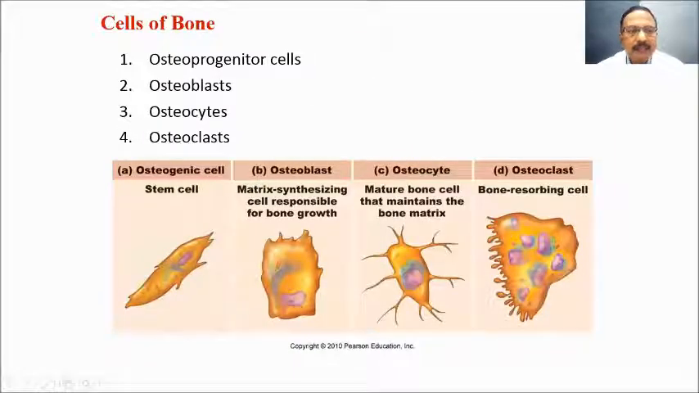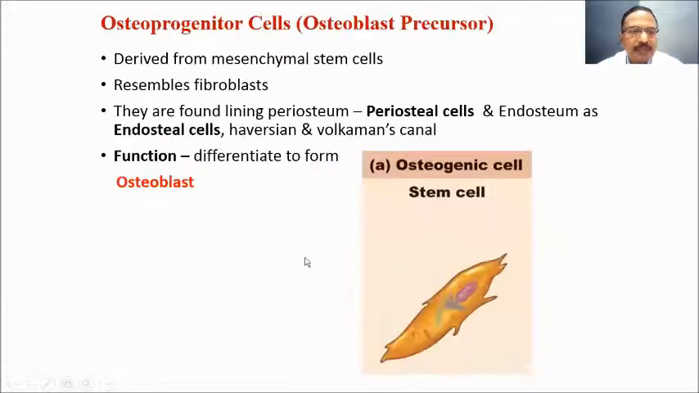The cells present in bone tissue are of four types: osteoprogenitor cell, osteoblast, osteocyte, and osteoclast. Remember, the osteoprogenitor cell, osteoblast, and osteocyte develop from the same cell lineage, but osteoclast cells are not produced from that lineage.